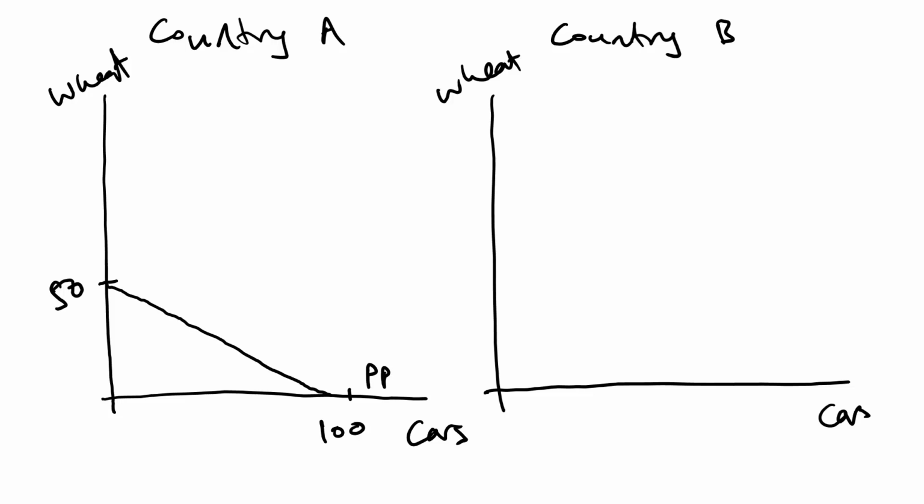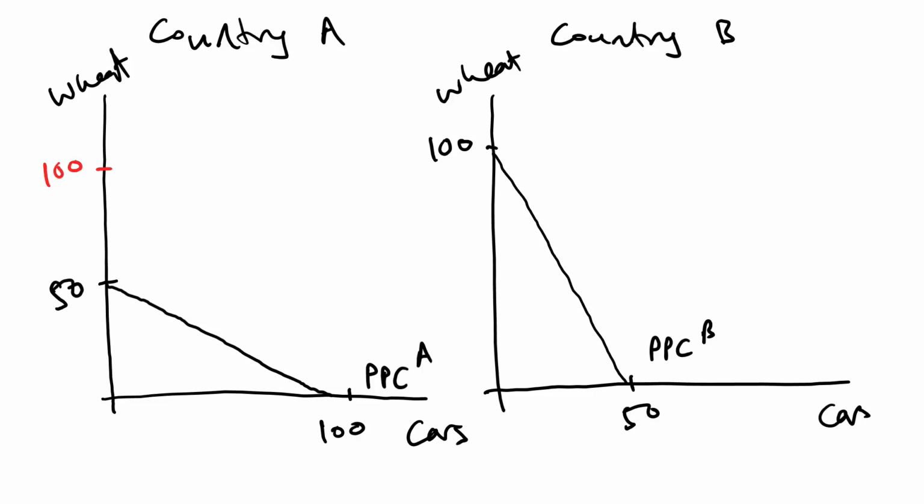So we'll label that PPC for country A. And country B is going to be the opposite. They can produce like 100 wheat and 50 cars. That's a bit wonky there. And this is the PPC for country B. Now, if they were to trade, then remember, 1 wheat can trade for 1 car. So if country A were to export 100% of their cars, they could, in theory, import 100 tons of wheat.